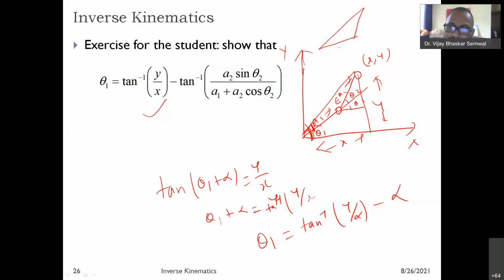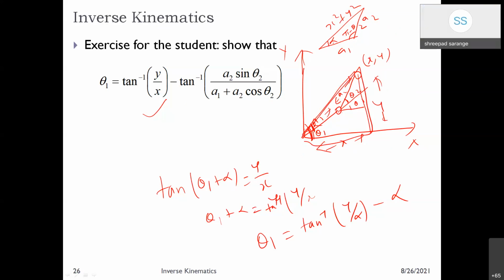This is your alpha. This is how much angle? This is theta 2 and this is pi minus theta 2. Two angles I am knowing. This is your A2, this is A1, and this is x square plus y square. Is this clear? Why is it x square plus y square? Because this is a right angle. Is this clear?